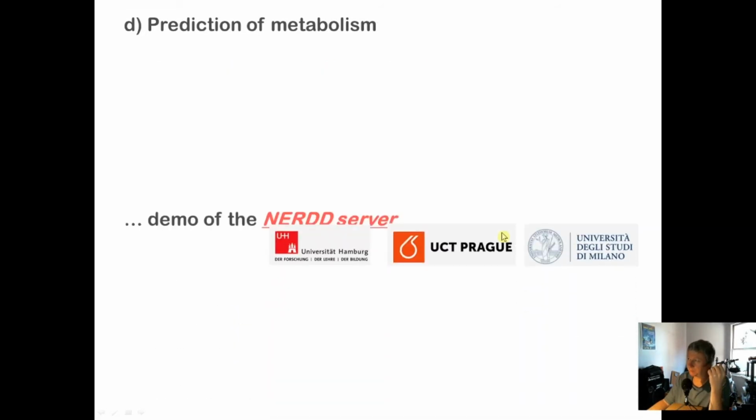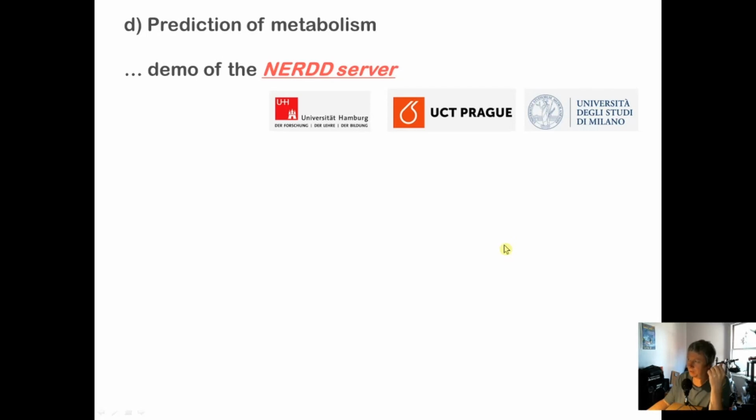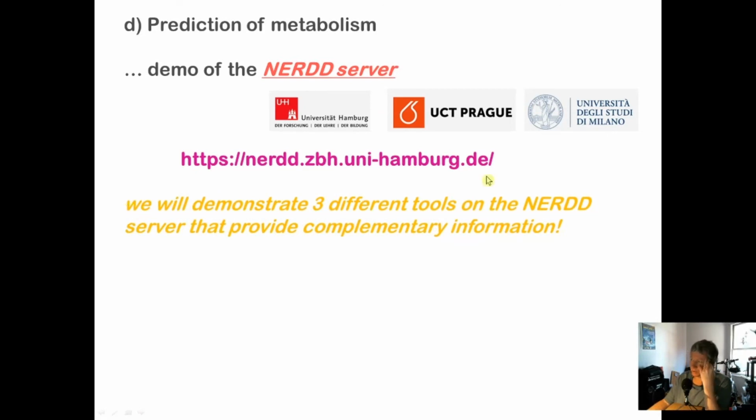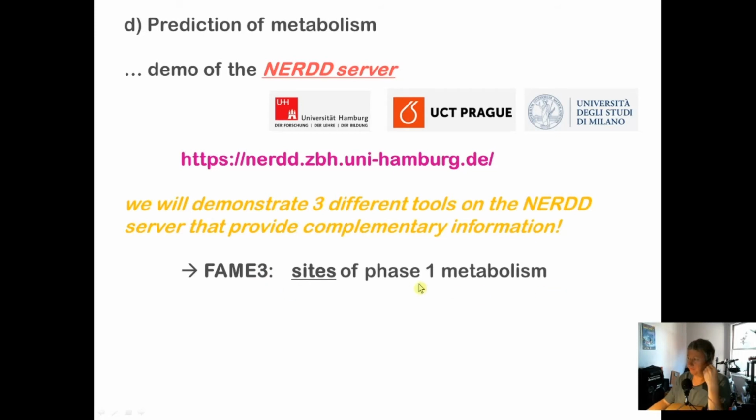Okay, prediction of metabolism. First, we're going to do the NERD server. And there's kind of 3 different things we can do. Here's the URL. We'll jump there in a second. I'll get it on my clipboard. Okay, it's on the clipboard. So there's 3 subtools in the NERD server that provide complementary information. One is called FAME3, which is the sites of phase 1 metabolism.